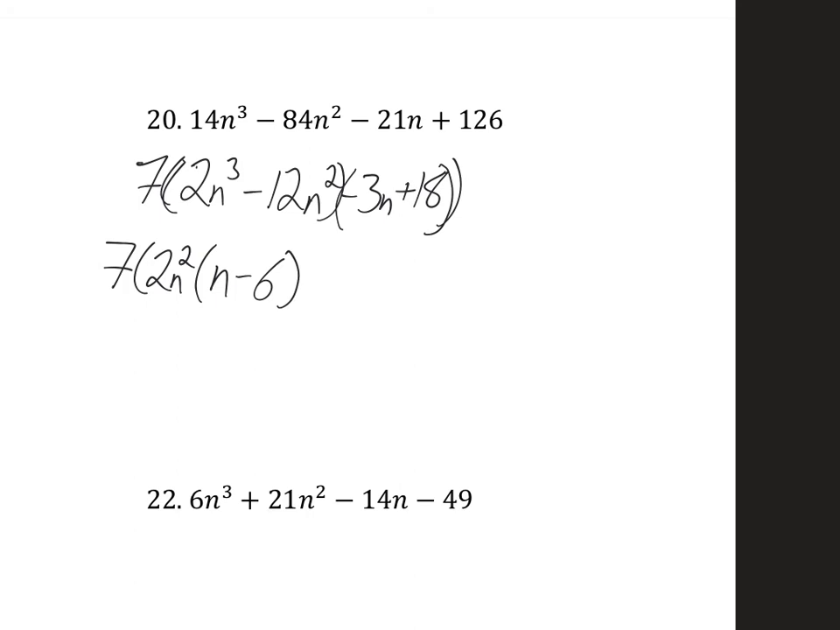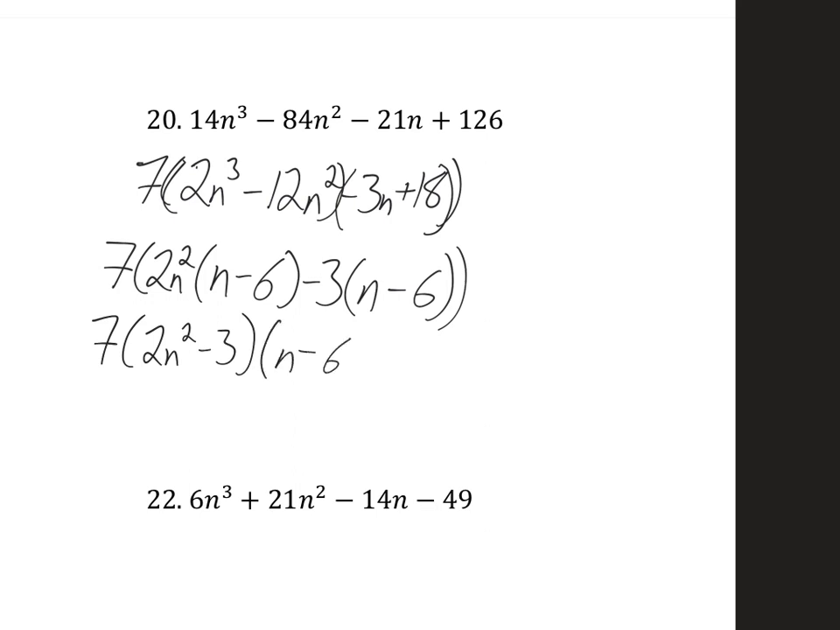For the other side, I can pull out a negative 3. So negative 3 divided by negative 3 is a positive 1 with an n, minus 6, because 18 divided by negative 3 is negative 6. So now I can write my final answer. I have 7, parenthesis, 2n squared minus 3, because that was out in front, and then n minus 6.